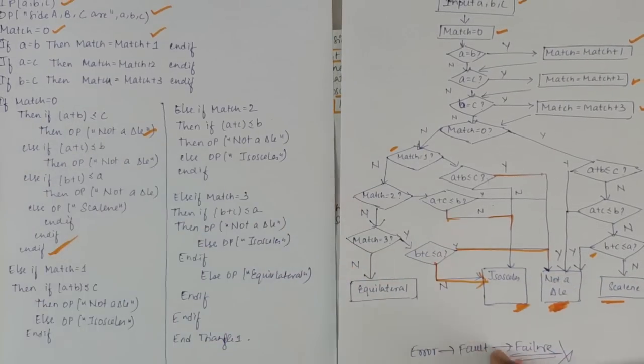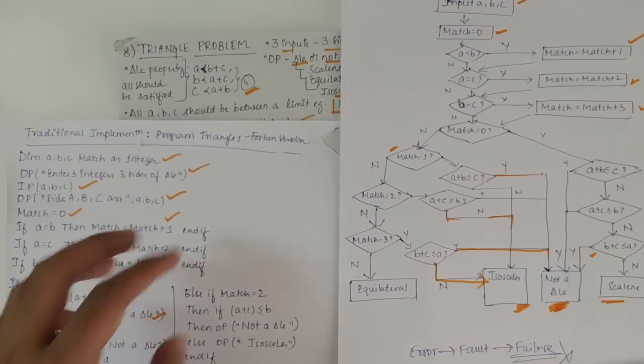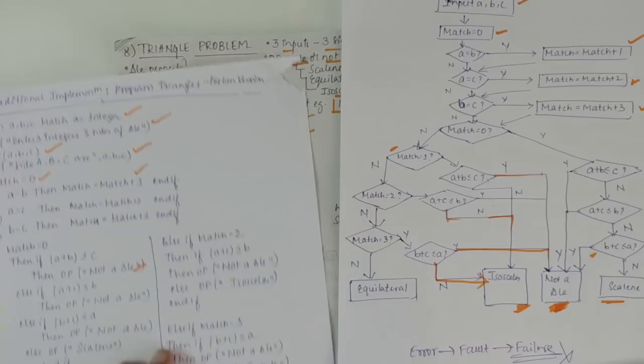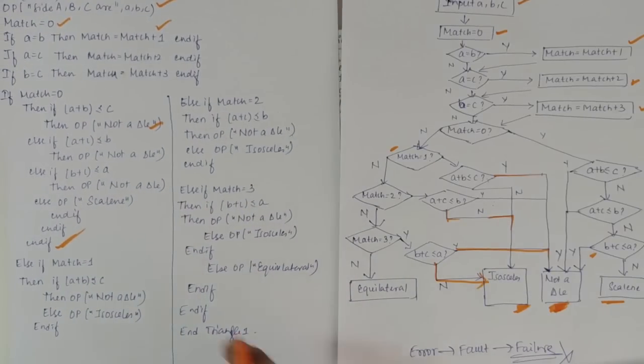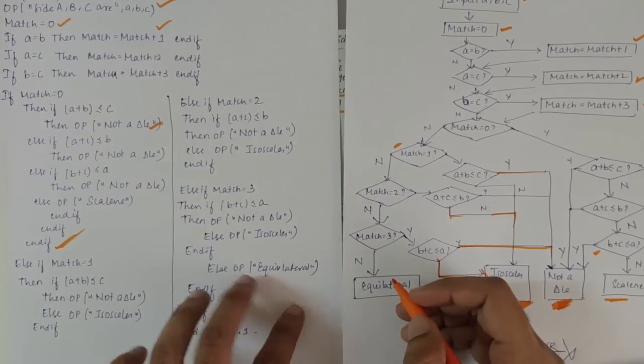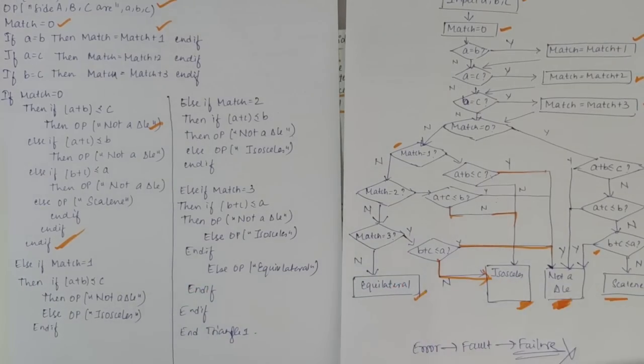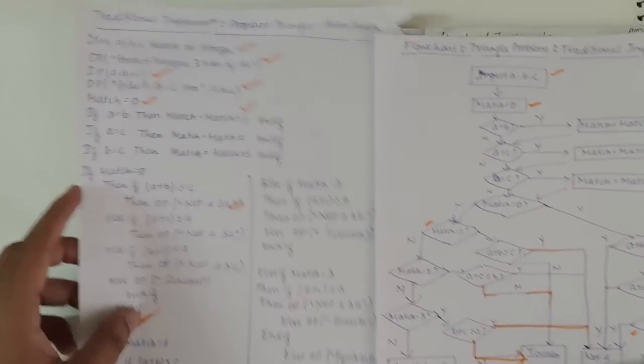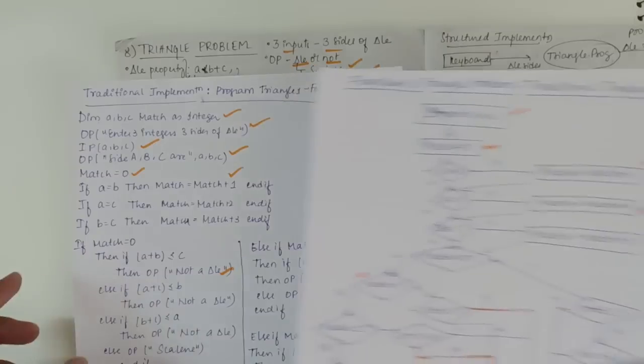If all this fails, we can say that our main core condition, which was A is less than B plus C, B is less than A plus C, and C is less than A plus B, is satisfied, and we ultimately come to this particular point, that is else output is equilateral. So we are printing that our triangle is equilateral. So this was the traditional implementation of a triangle problem. It is also called the Fortran version.